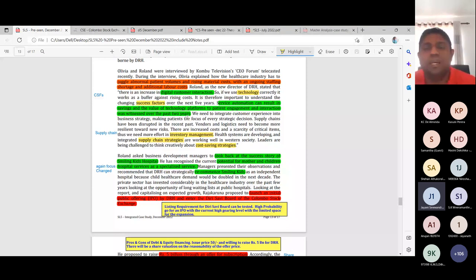Roland, as a new director of DRH, stated that there is an increase in digital customer interaction. So if we use technology correctly, it works as a buffer against rising costs. It's therefore important to understand changing success factors over the next 5 years. Technology adaptation is a key success factor.